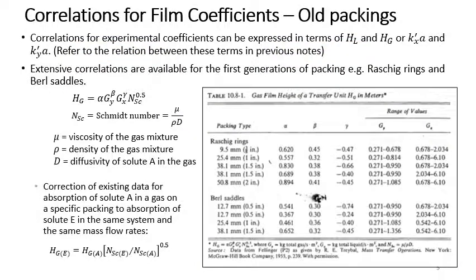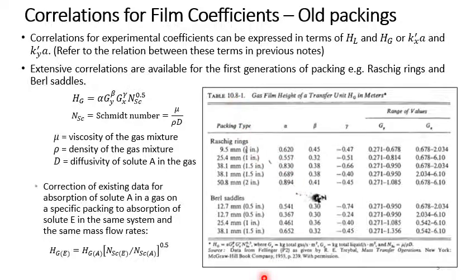So how do the correlations look like? The correlations from experimental coefficients can be expressed in terms of HL or HG, or in terms of KXA and KYA. You can refer to the relationship between HL, HG, KXA, KYA in the previous notes. For first generation packings, i.e. the old packings, for example, Raschig rings and Berl saddles, extensive correlations are available. But all of these correlations are empirical, so there is no one reference that is the most correct for you to use.